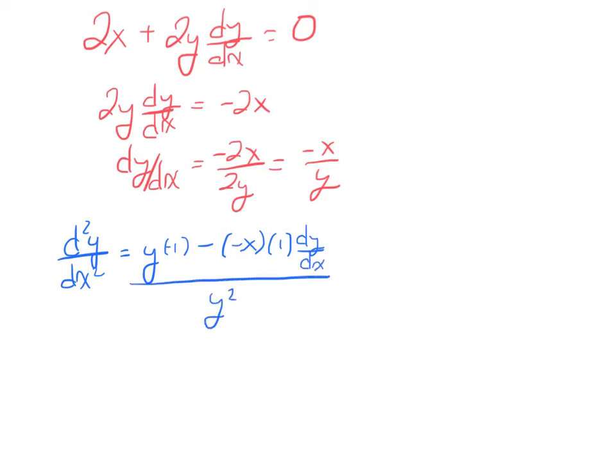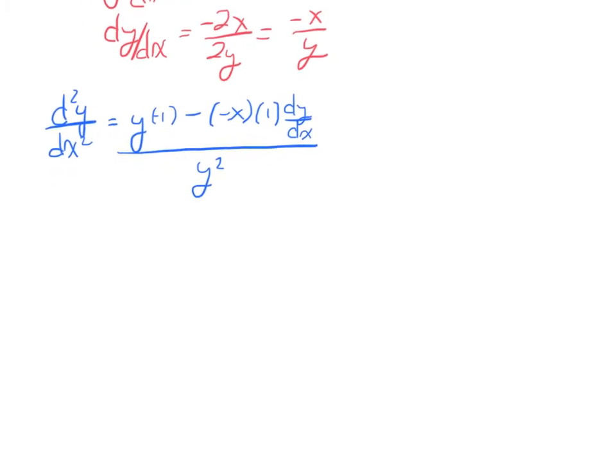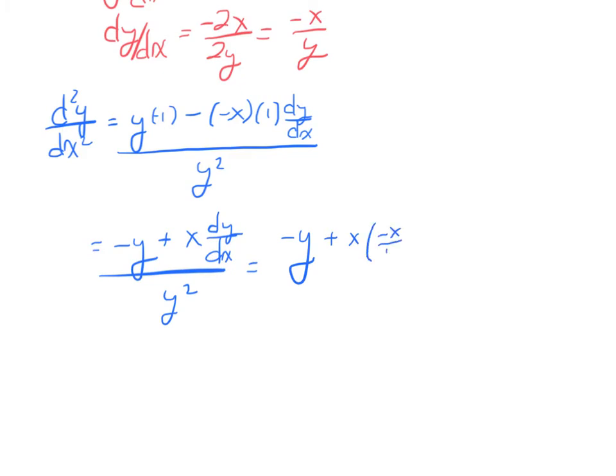and this is all over the denominator squared. So let's simplify this up a little bit. This is negative y plus x dy dx over y squared. And we know what dy dx is. We found that before. That's negative x over y. So let's substitute that in. Negative y plus x times negative x over y, all over y squared. Okay, simplify a little more. We've got negative y minus x squared over y, all over y squared.